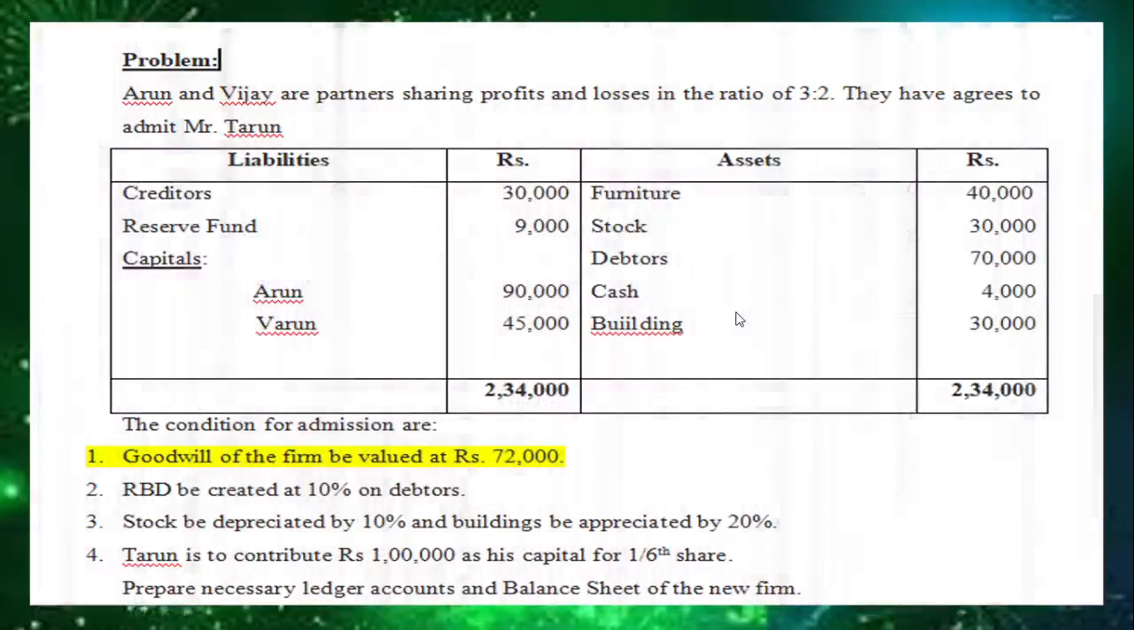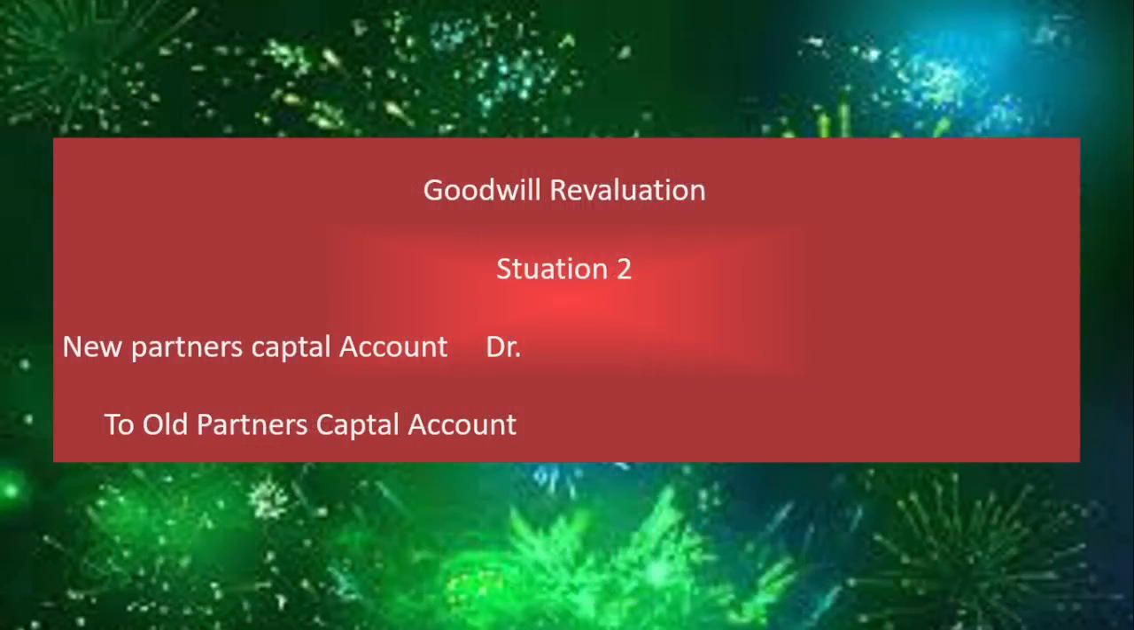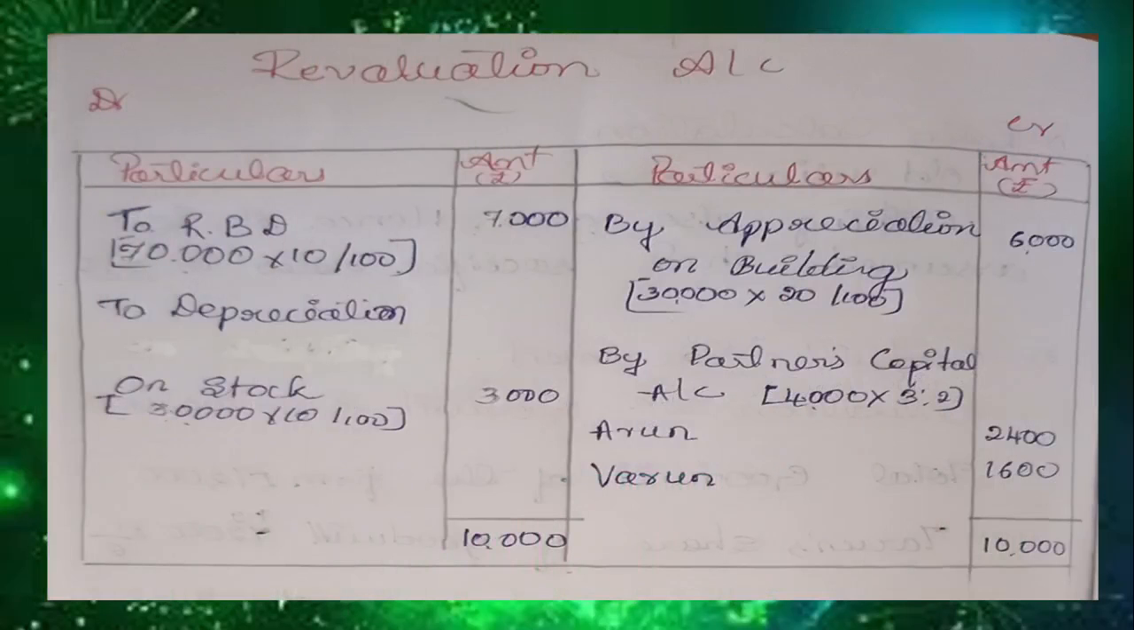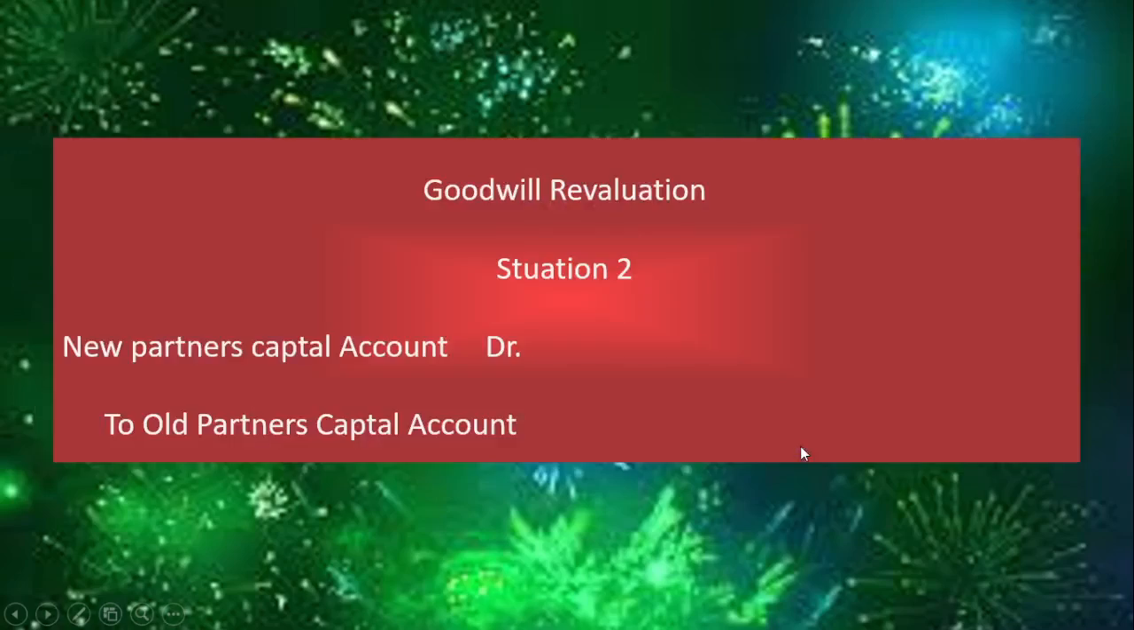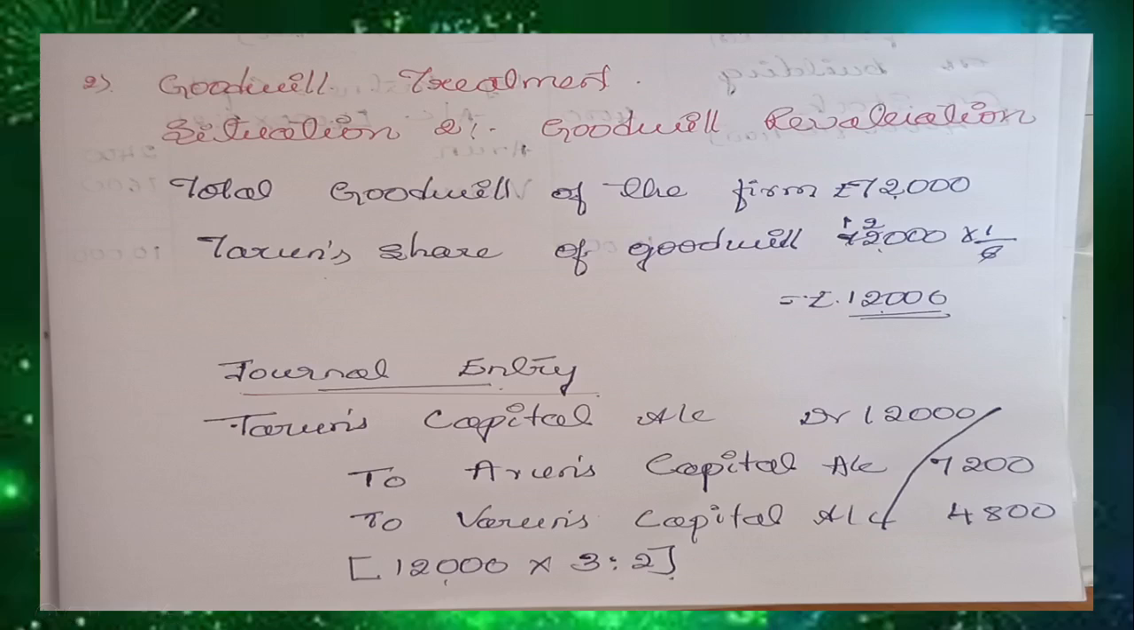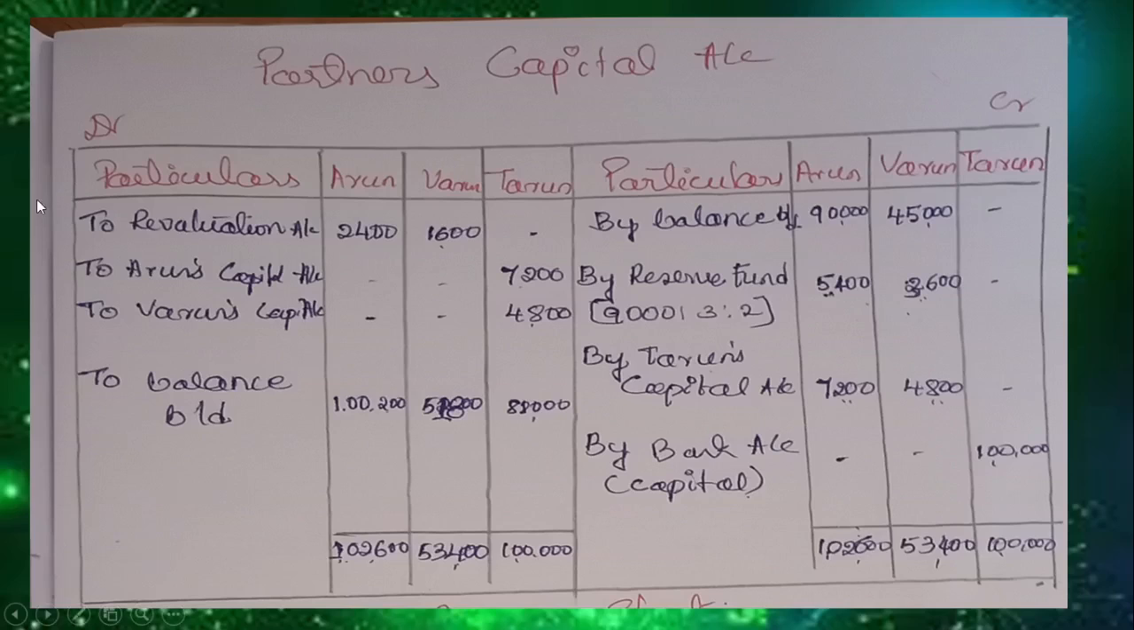After that, we'll transfer the balance from revaluation account. So in case of a revaluation account, we have a loss in revaluation account. So this is a loss of 2,400, 1,600 transferred to the debit side of partners capital account. So here, to revaluation account 2,400 and 1,600 rupees. After that, we'll put an entry for goodwill adjustment.